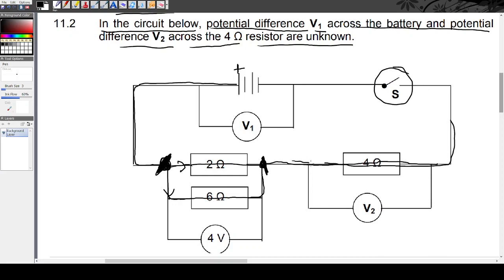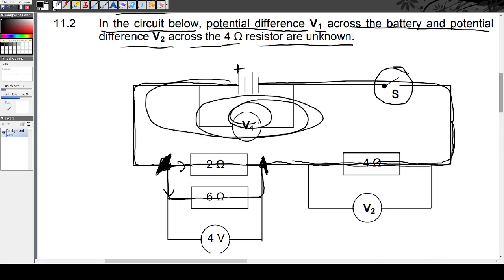That's why I'm doing this. I'm assuming that switch S is closed. It means there's current flowing in the circuit. So current will flow back to the negative terminal, and this will keep on going on and on up until there's no energy in the battery, up until we have no EMF in the battery.